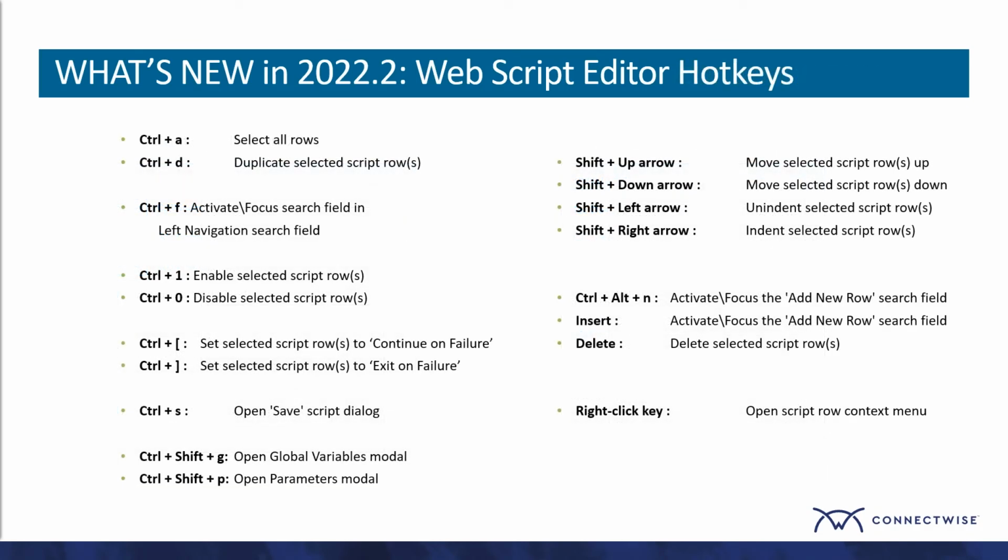Hotkeys are now available in our script editor in web. You can see common ones like Control-A to select all rows. Control-S will open a Save Script dialog. And many more available here for you to interact with these script steps right from your keyboard.